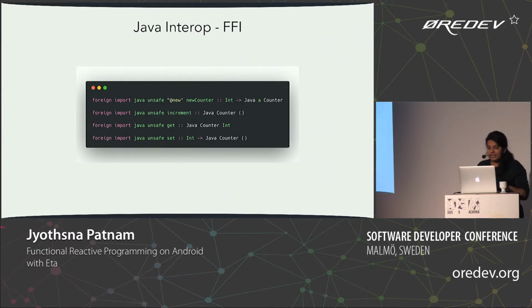And the last step is you're going to write something called FFI imports for all the methods that are required by your application. This is the part where the impure Java methods are converted into pure ETA functions.